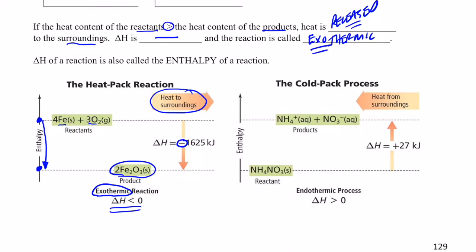Okay, how about cold packs? Well, in my cold packs, notice my reactants start with an enthalpy that's low, and they end up with a higher enthalpy. My products have a greater heat content than my reactants. Well, where does that energy come from? That's right, heat has to come from the surroundings. So the sign there is positive because we're adding heat from the surroundings. We call those endothermic processes, and the sign for delta H will always be bigger than 0, or positive for endothermic reactions or processes.